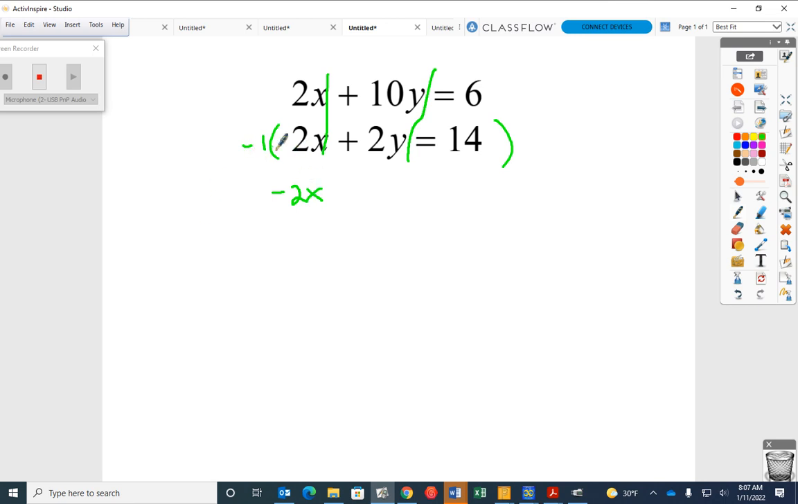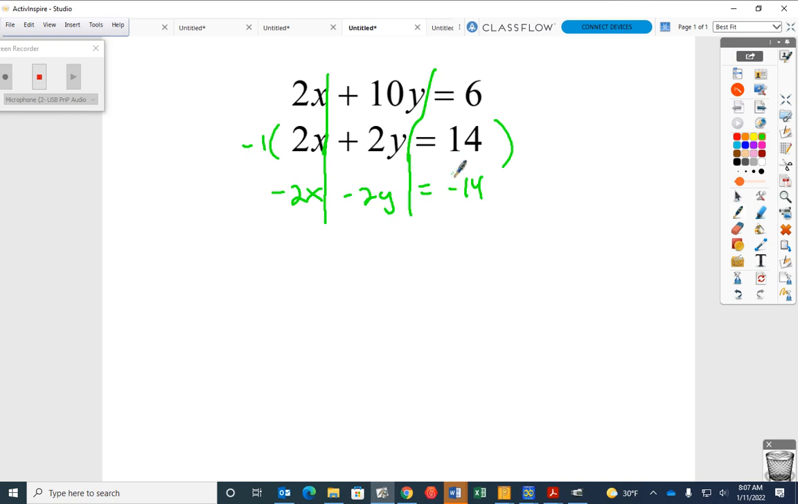If I have negative 1 times positive 2y, what's that going to be? Minus 2y. And what is negative 1 times 14? Now you can actually, in your head, write it out that you're multiplying everything times a negative 1. But essentially, all I did was go through this entire equation and change the sign of everything in there, didn't I? Right? Okay, so now I'm going to extend my columns down here.